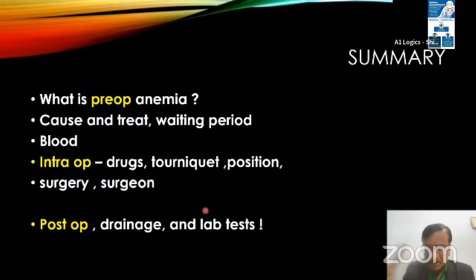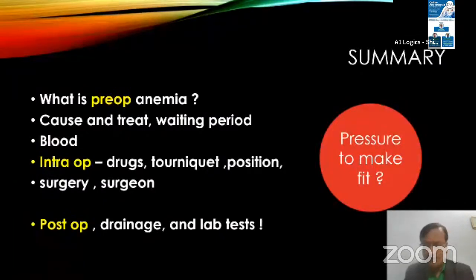Intraoperatively, tourniquet or not. The drugs too. Stop all drugs, clopidogrel, heparin, aspirin, whatever the patient is getting, according to the guidelines. Keep the position. Thyroid means simple. Keep the position. Talk to the surgeon. And what is the surgery? And who is the surgeon? That also has to be found out. Post-operatively, see the drainage, lab tests. Post-operatively, also we can use iron, darbepoetin, erythropoietins, and all.